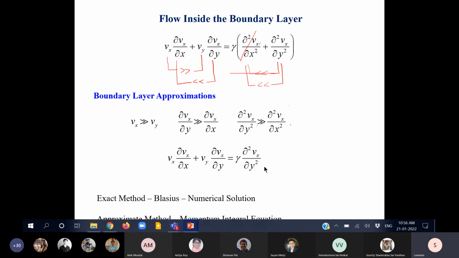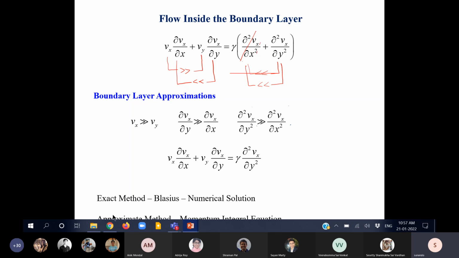So there are several methods. The exact method, which tries to solve it analytically, and in conjunction with some numerical part, is the Blasius solution. There are approximate methods which, instead of taking a differential approach, that means some equation which is valid at every point in the flow field, I would rather define an average over the entire thickness of the boundary layer.